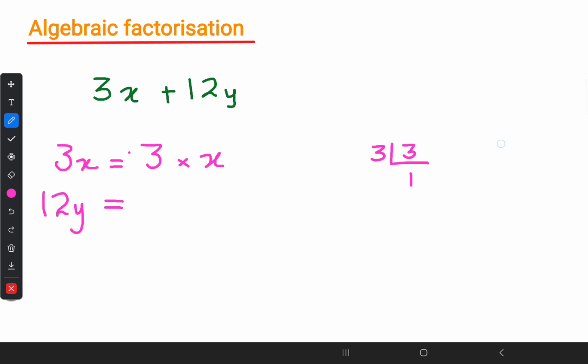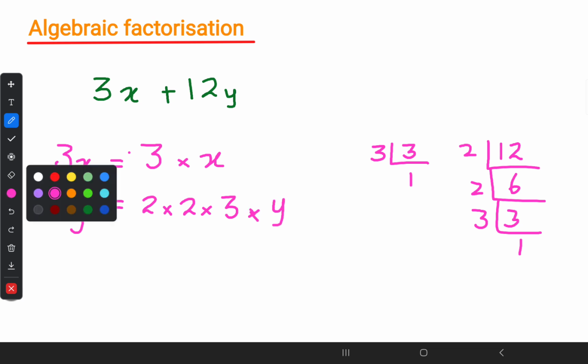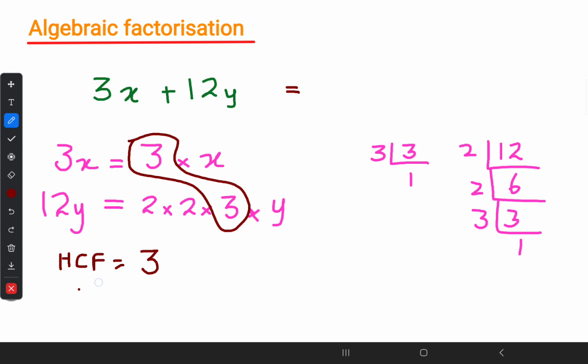For 12y, let's divide 12 by 2 first. It's 6. 6 can be divided by 2 again. 3. 3 divided by 3 is 1. So 2 times 2 times 3 times y. Thereafter, I will select the HCF. What would be the HCF? In numbers, we have 3. In variables, we do not have anything. So the HCF for these two values is 3. So I'm going to factorize this by selecting 3 as a common factor. HCF means highest common factor. That's what it means.